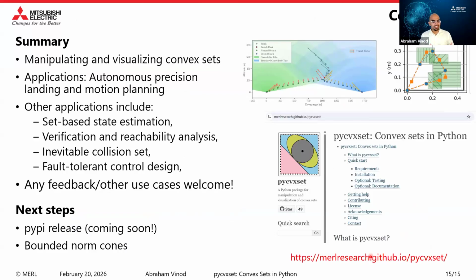So yeah, I want to leave some time for questions and feedback. So this is my talk. I basically went over pycvxset, and just to highlight the next few steps: we will be releasing the PyPI release soon. It currently uses pip install -e. Sorry about that, but that's coming up soon. And the next thing is to support bounded norm cones as well. Thank you, and I'm happy to take any questions if I have time.